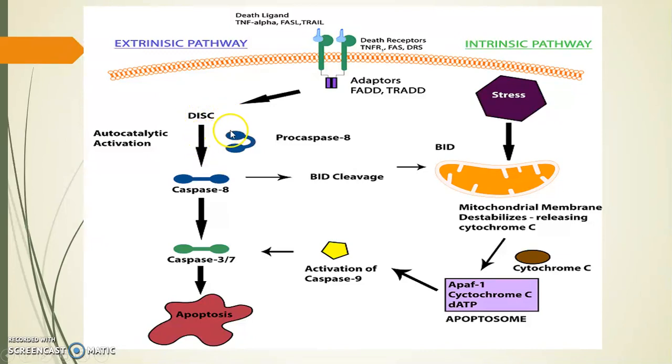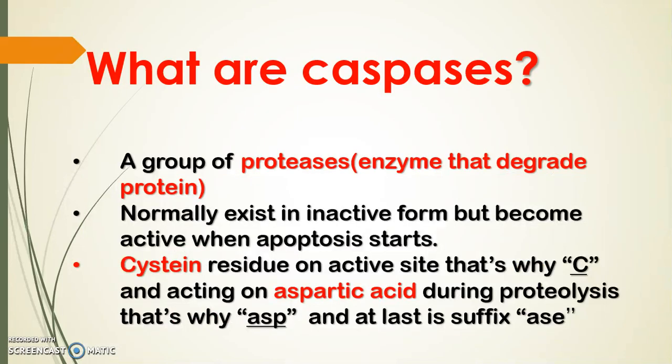So it will convert procaspase 8 into caspase 8. This procaspase is in inactive form. It will get converted into the active form. This is the autocatalytic activation. So this procaspase will get converted into caspase 8. And finally, with the help of effector caspase, the apoptosis process will take place.